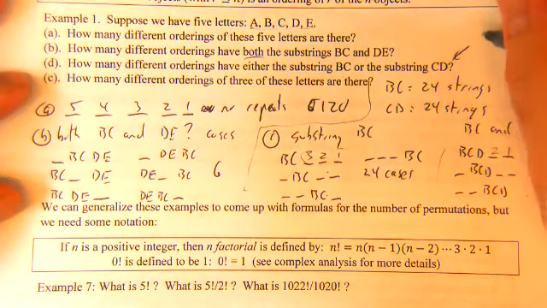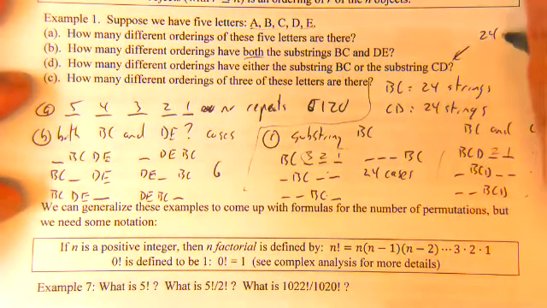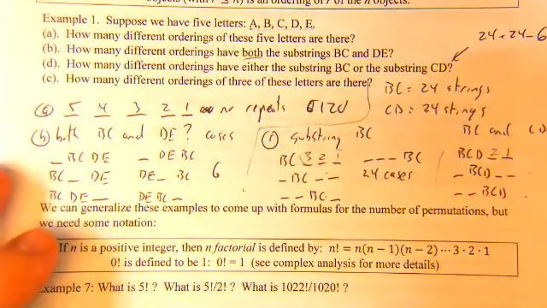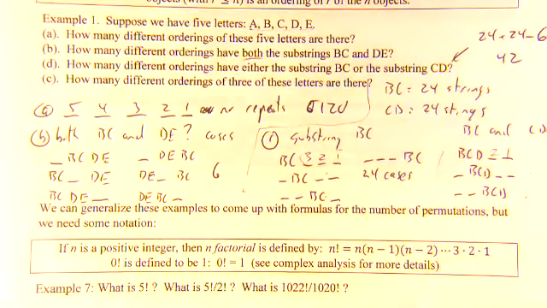So how many possible are there? 24 strings have BC, 24 strings have CD, 6 strings have both. And so that's 48 minus 6. There's 42 strings that would have either BC or CD. So you have to think about cases a little bit when thinking about these orderings of things.